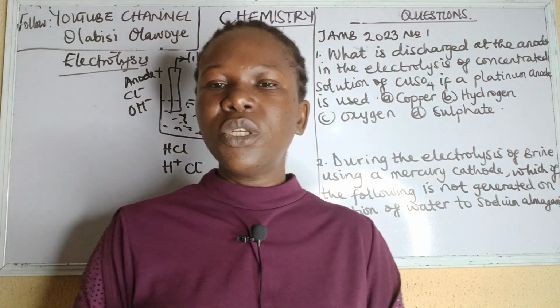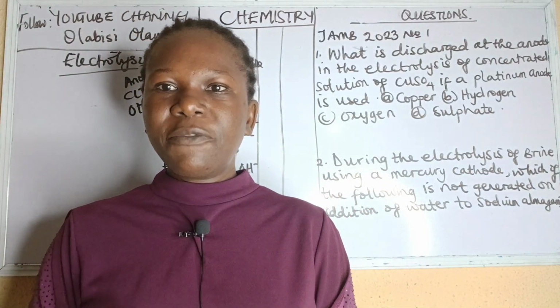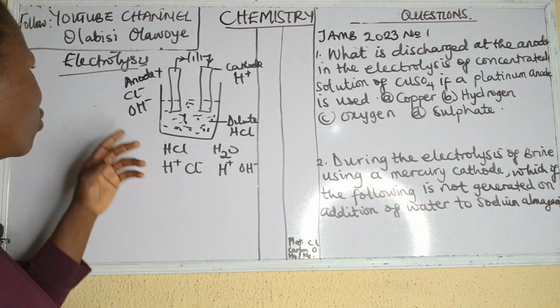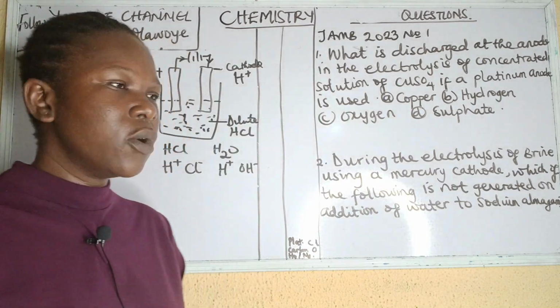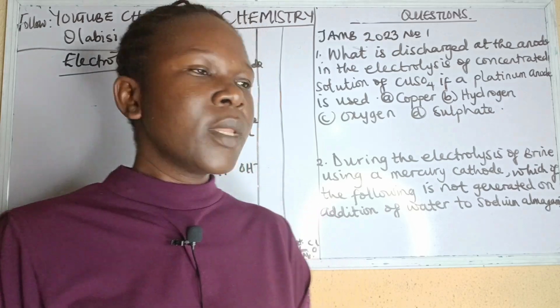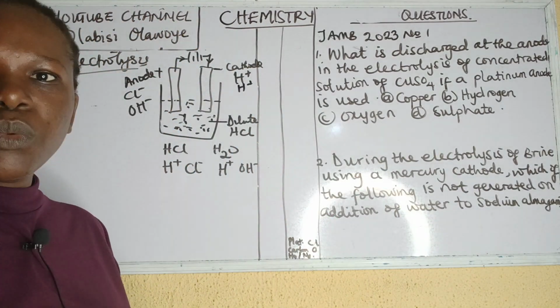So at this junction, there are three factors that affect the preferential discharge. Which one will be discharged? That's why we are using the word preferential, because two ions will be competing and one will be discharged in preference to the other. Although at the cathode here, there is only hydrogen, so there is no competition of any sort. So these two ions go to the anode. Which one will be discharged?